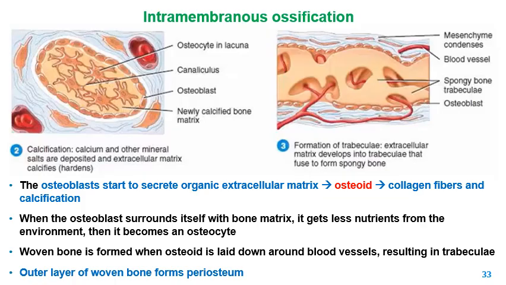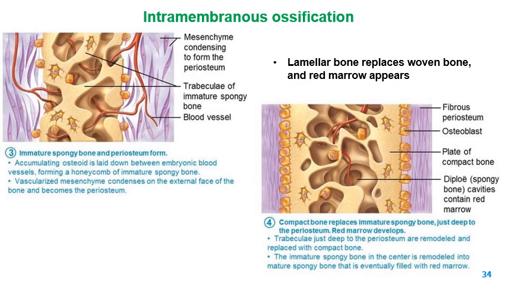Okay, so out of that one site of ossification you are going to get the formation of your spongy bone, and then close to the outside you're going to get formation of your compact bone. Okay, so let me see what else is important here. Okay, so I mentioned that.